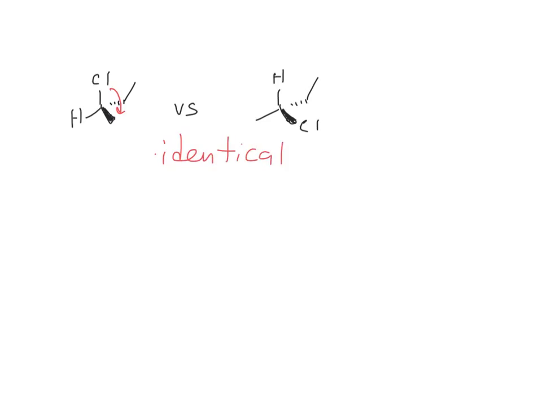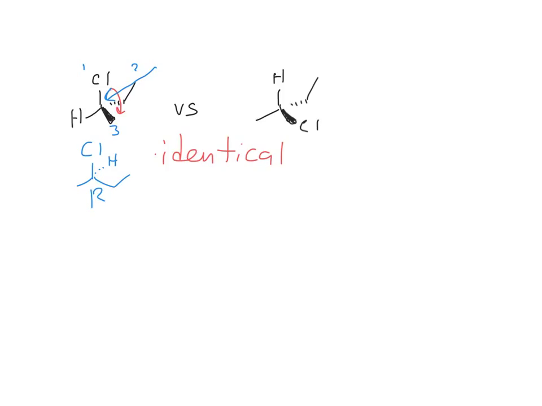Other ways of thinking about this would be to assign R and S here. So chlorine is 1, ethyl is 2, methyl is 3. And if you remember from a previous video, if we can envision ourselves looking down the blue arrow, we would see something like this. And then the hydrogen is in the back. And that would give us chlorine to ethyl to methyl. That would give us R.